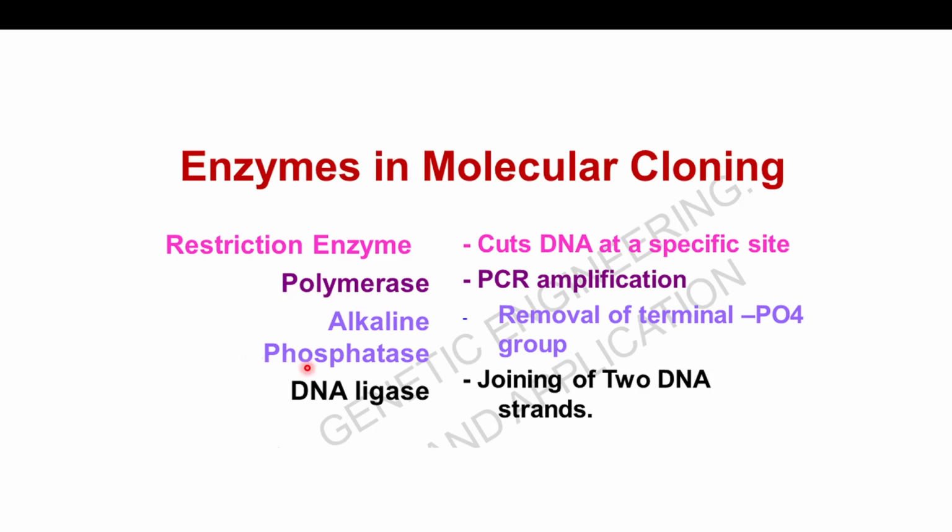Alkaline phosphatase is used. Phosphatase, as the name suggests, removes the phosphate group from a reactant or moiety or DNA sequence, that is, removal of the terminal phosphate group. And then DNA ligase joins two DNA strands by creating the phosphodiester linkage between two nucleotides.